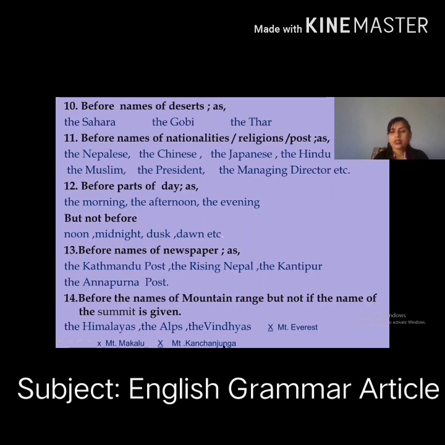But we do not use any article before the name of a summit. Example, Mount Everest is the name of a summit. So we do not use any article before the name of a summit. Mount Kanchenjunga, we do not use any article before it. Mount Makalu, before Mount Makalu, we do not use any article.